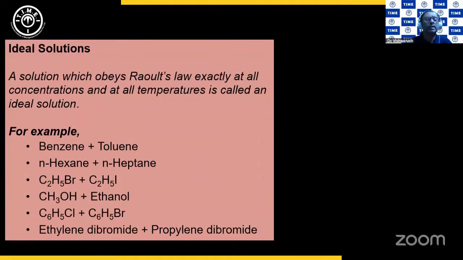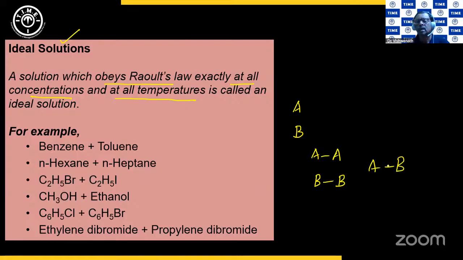Next, what are ideal solutions? Ideal solutions are the ones which obey Raoult's law at all concentrations and all temperatures. So an ideal solution, suppose you have A as a solvent and B as a solute. If A-A interaction and B-B interaction are the same as A-B interaction, then it is an ideal solution. Ideal solution has got uniformity of forces.